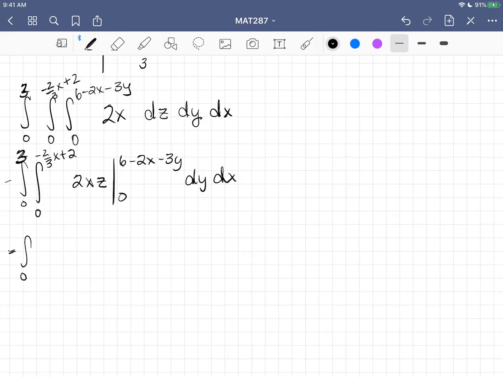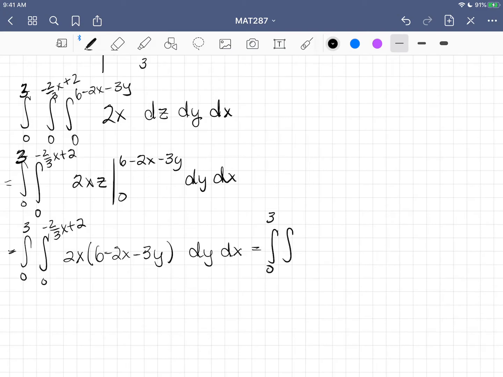This is the integral from 0 to 3 of the integral from 0 to negative 2/3 x plus 2 of 2x times the quantity 6 minus 2x minus 3y minus 0, dy dx. If I distribute, I'm going to get the integral from 0 to 3 of the integral from 0 to negative 2/3 x plus 2 of 12x minus 4x squared minus 6xy, dy dx.